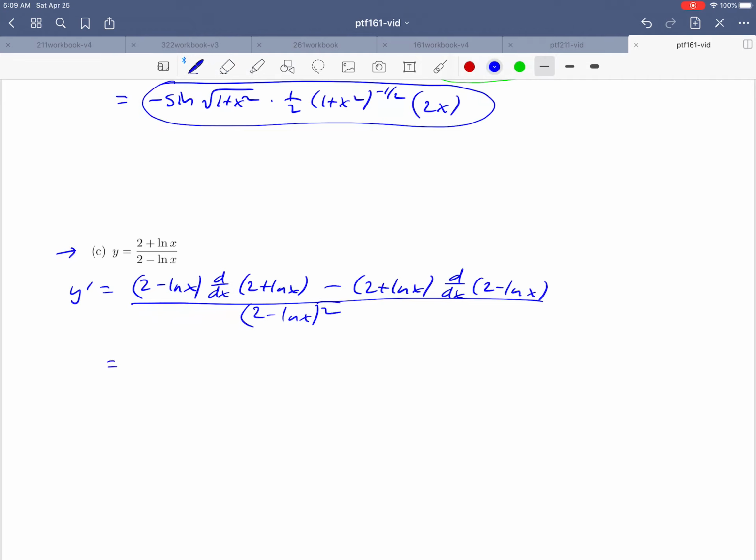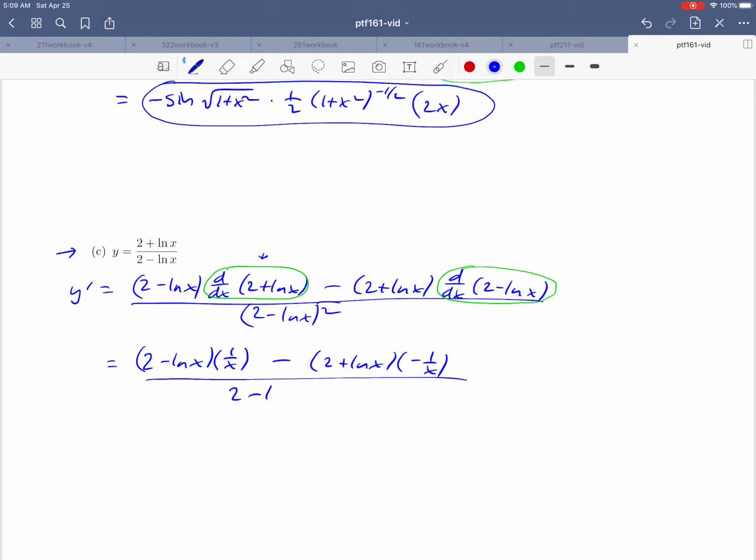Okay, and to finish this, we've got two derivatives that we still haven't taken, right there and right there. We take those two derivatives, we've got an answer. So let's see, we've got 2 minus ln of x. Now we need to take the derivative of 2 plus ln of x. Derivative of 2 is 0, and what's the derivative of ln of x? Okay, if you look back, that's just 1 over x. Okay, then we've got minus a 2 plus ln of x, and the derivative of 2 minus ln of x, that's just going to be minus 1 over x. Okay, over 2 minus ln of x squared.